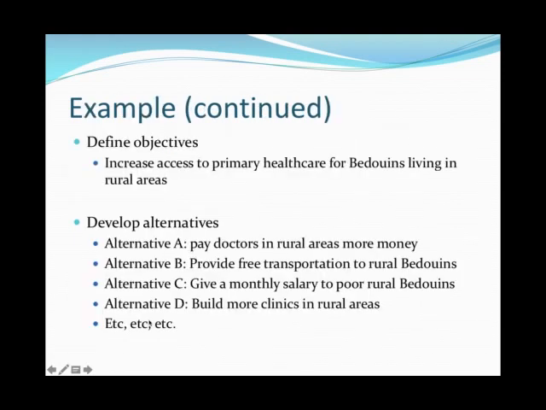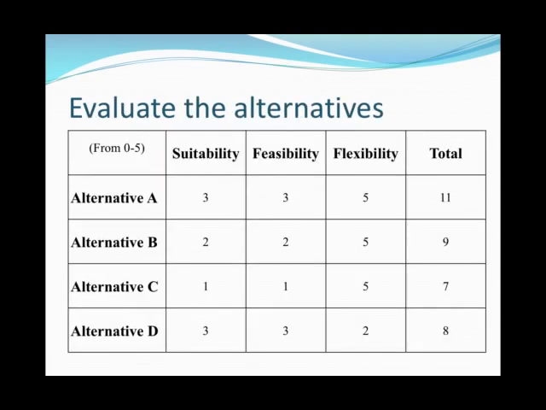For alternative D, which is build more clinics in rural areas, I thought that might help. If there's no clinics there, they do need clinics, so that might help some. Is it feasible? Yeah. Just to build some buildings, that's not too expensive, and there are workers that could do that. Is it flexible?